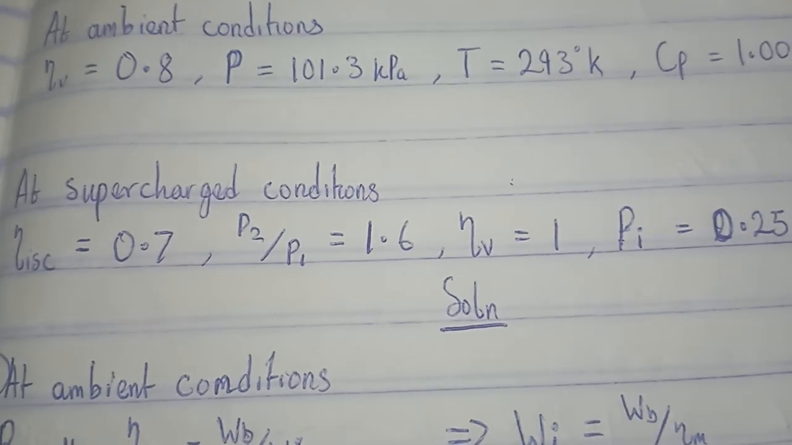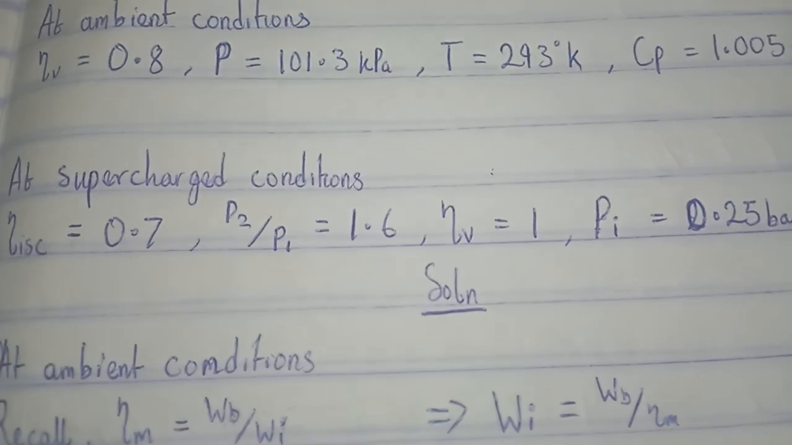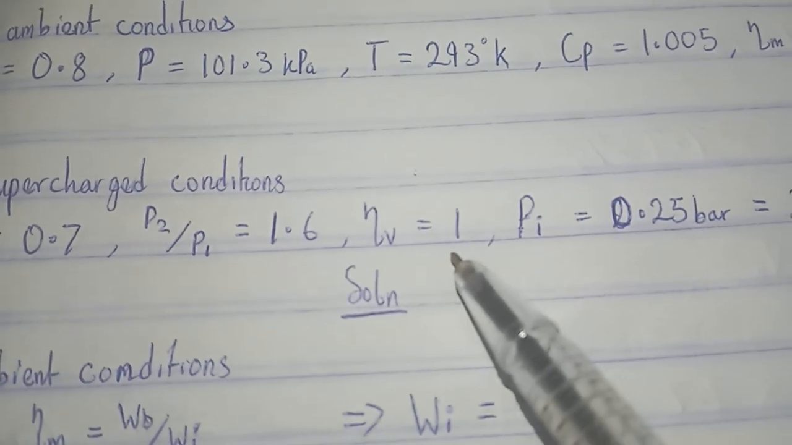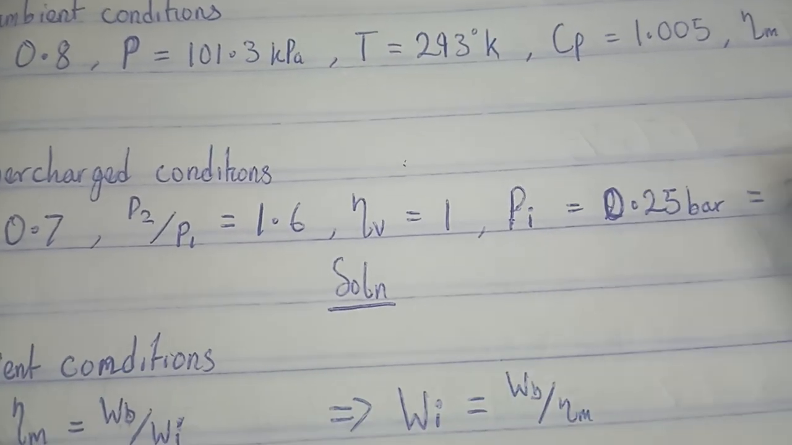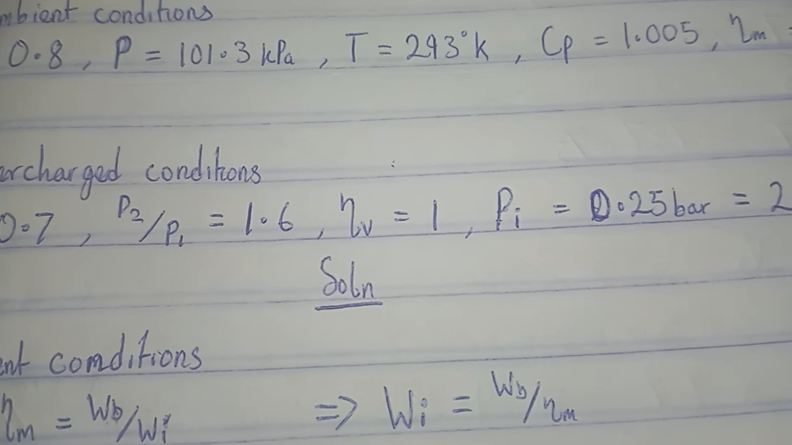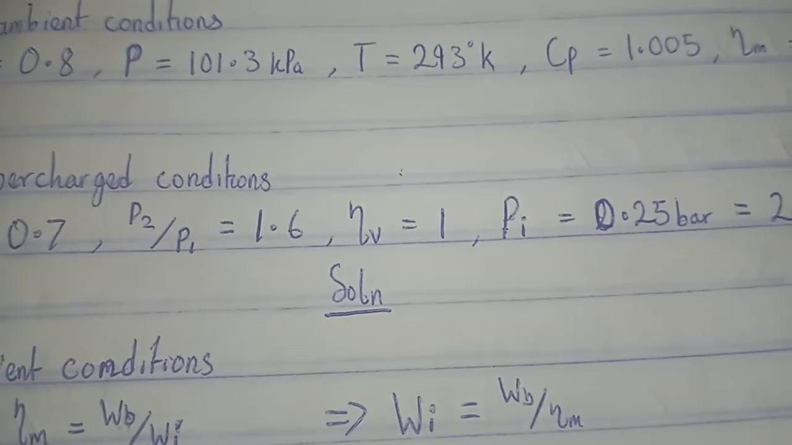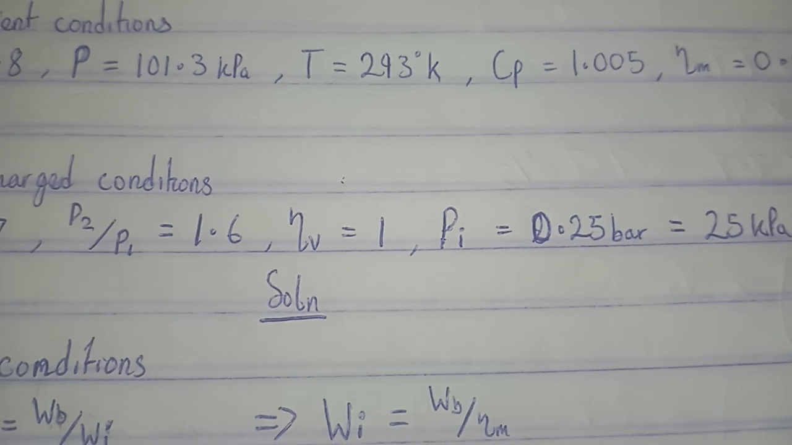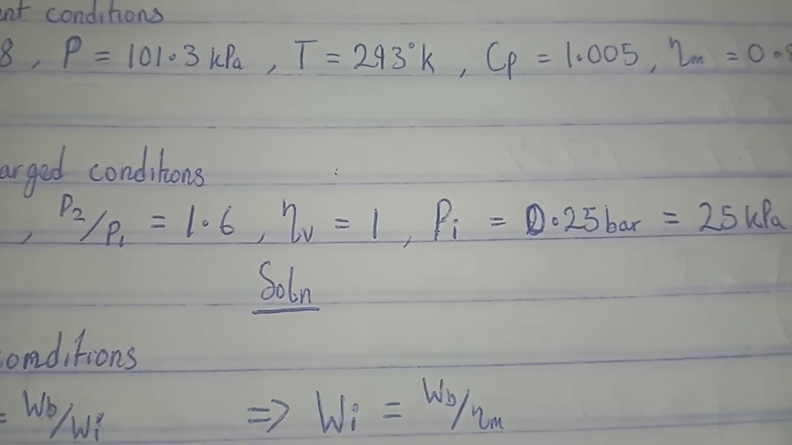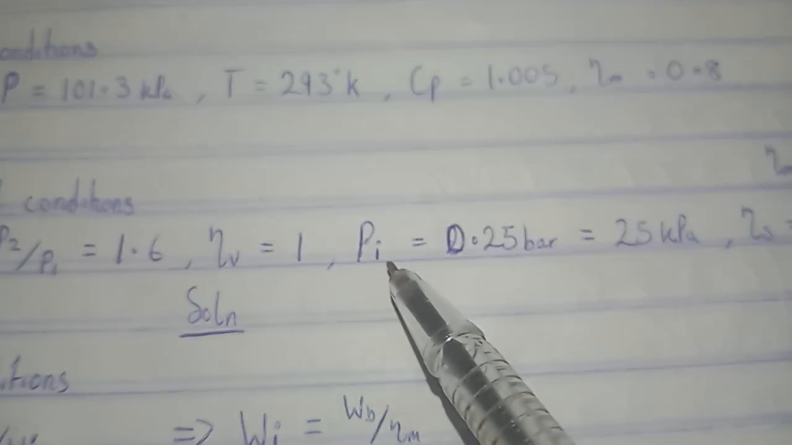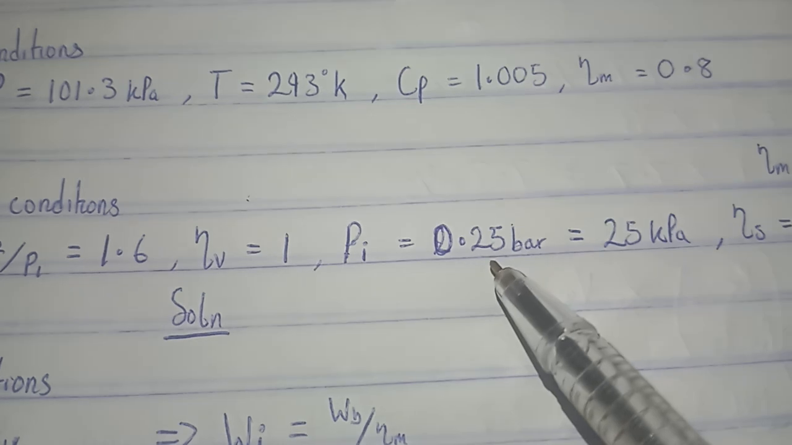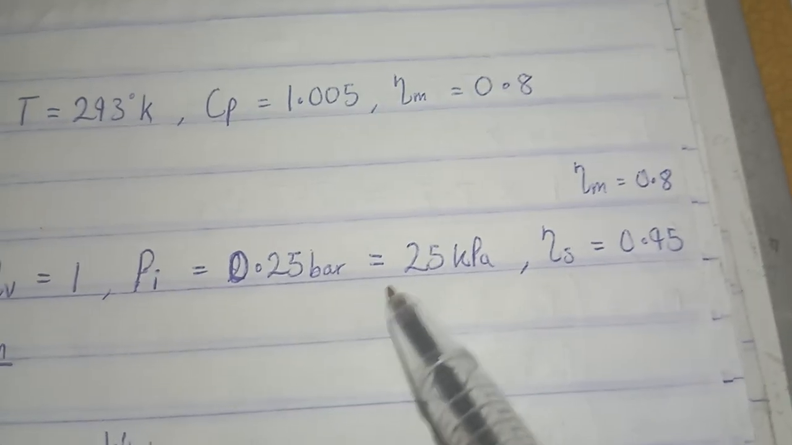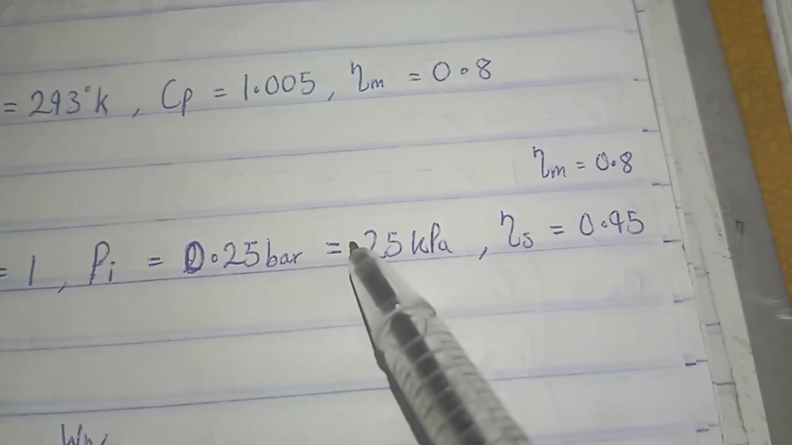The supercharged version has a volumetric efficiency of 100%. 100% is equal to 1, referred to as the supercharged delivery pressure and temperature. If the indicated mean effective pressure is 0.25 bar, converting to kilopascals, that is times 100, that is 25 kilopascals.